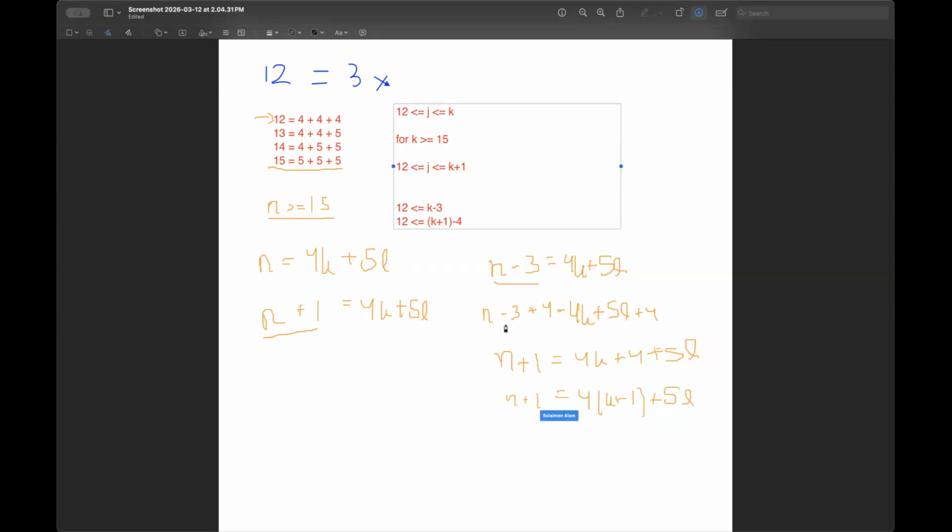What do we want to prove? We want to prove that n plus 1 is equal to 4 times something plus 5 times something. Let's let m, no, m is a bad letter here. Let's let j equal k plus 1. Lo and behold, what do we get? We get n plus 1 is equal to 4j plus 5l. And we're done.